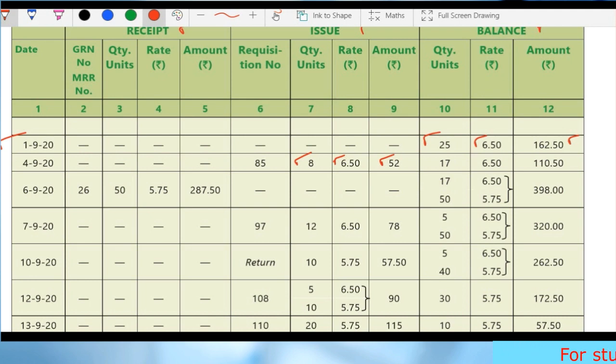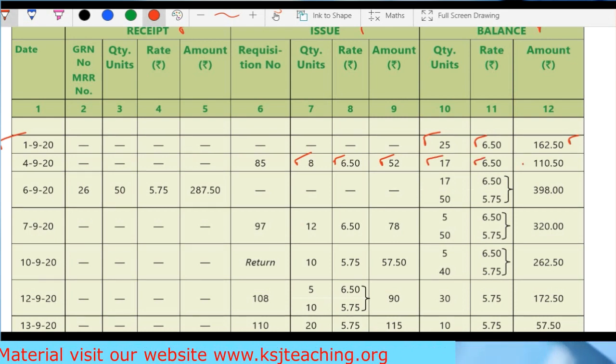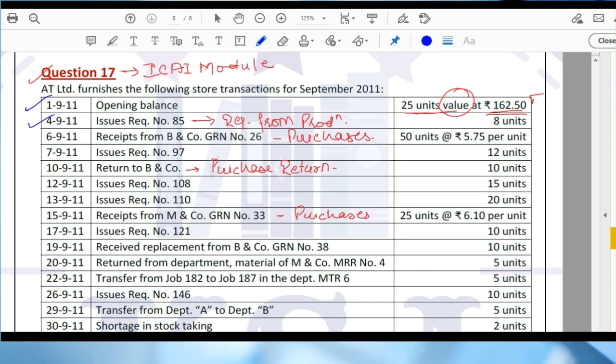And what are the remaining units? Out of 25 units, you have given 8 units. That means you are left with 17 units. The value is 6.50, 110.50. Any doubts? Okay, sir. Next transaction.